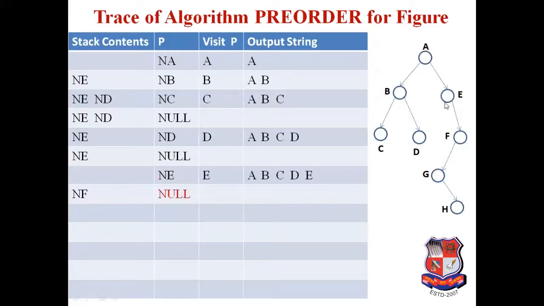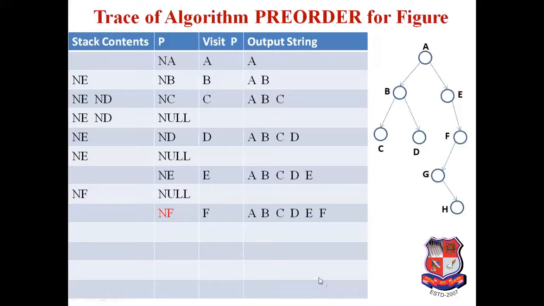So now we process it. If P is null, what do we do? Again, we remove the node from the stack and we assign it to P. So we have a node NF in the stack, so we remove it and assign it to P. Now we process that node. Now we visit this node and add it to the traversal sequence. So we add F to the traversal sequence, that is A, B, C, D, E and F, right?